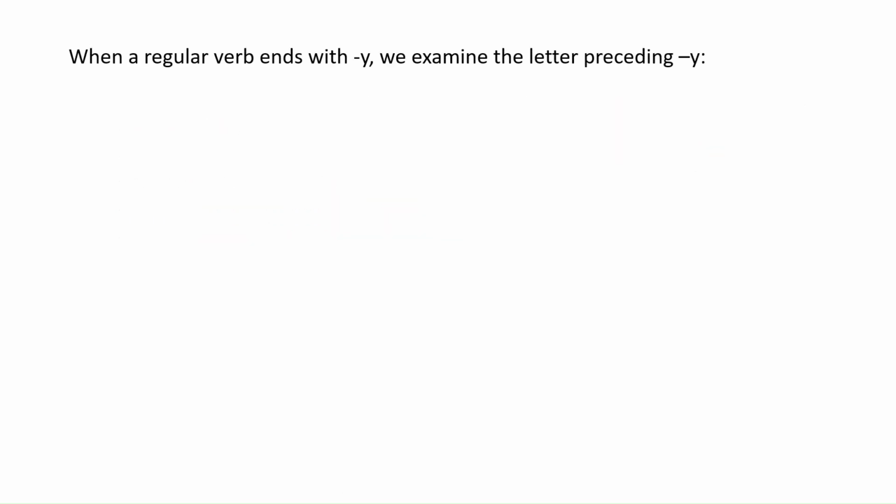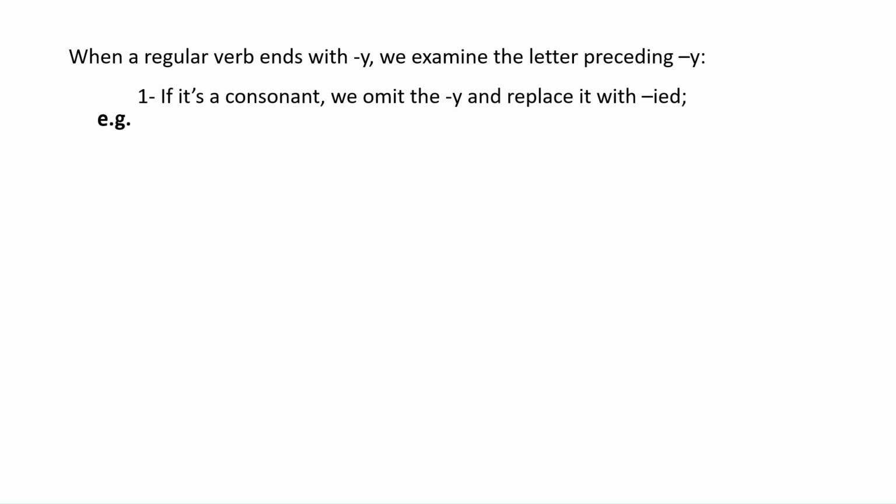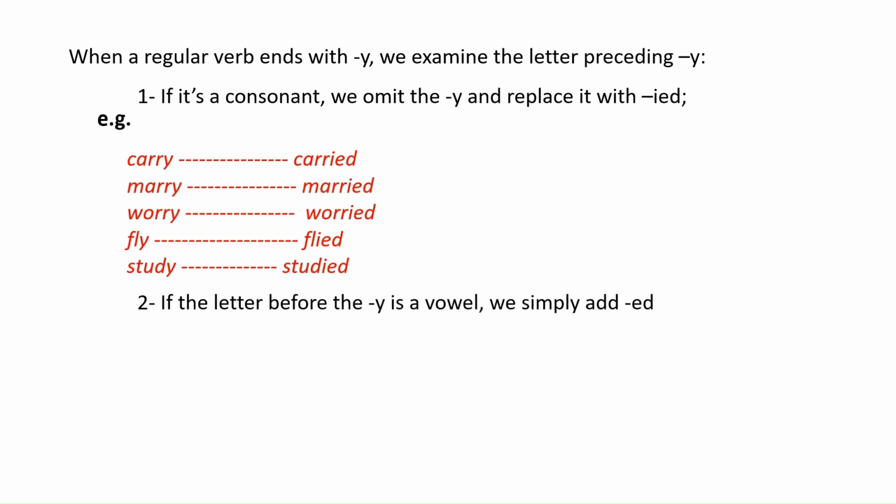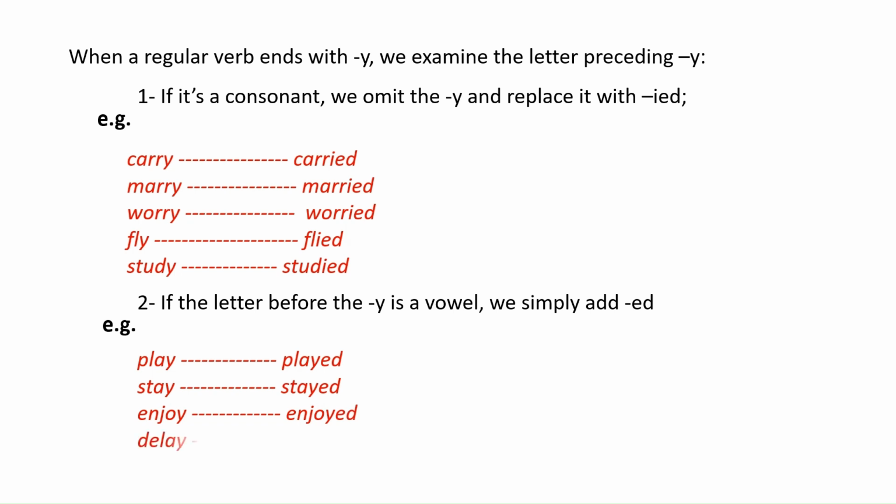When a regular verb ends with the letter Y, we examine the letter preceding this Y. If it is a consonant, we omit the Y and replace it with IED. For example, look at the following verbs: carry, marry, worry, fly, and study. But if the letter before the Y is a vowel letter, then we simply add ed. Notice the verbs: play, stay, enjoy, delay, and employ.